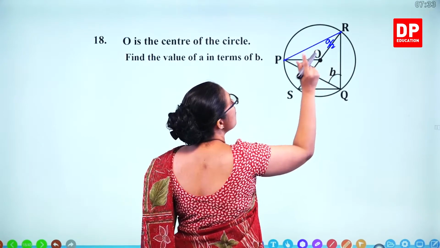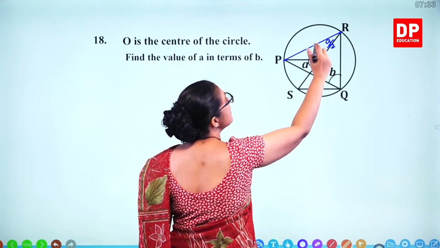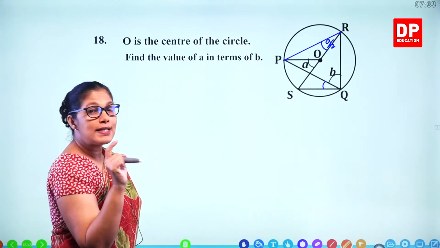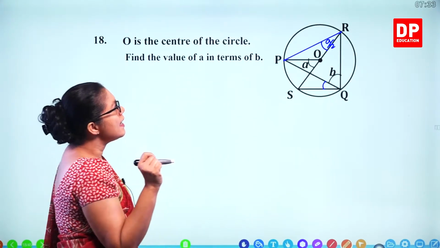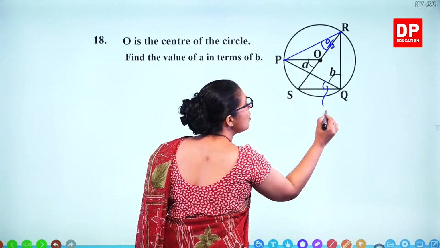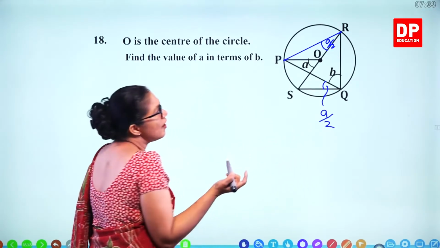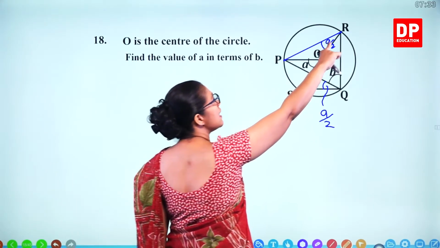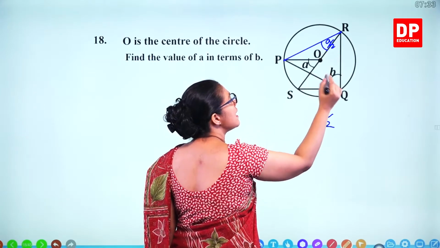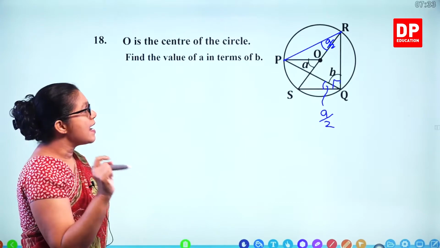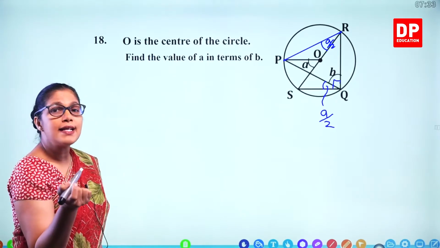And then what is this angle then? This angle and this angle both are equal. Same segment angles are equal. So if this is A over 2, this is also A over 2. Now, what's the other thing we know? This is the diameter. Passes through the center. So this becomes 90-degree angle. Any semicircle angle is 90 degrees.